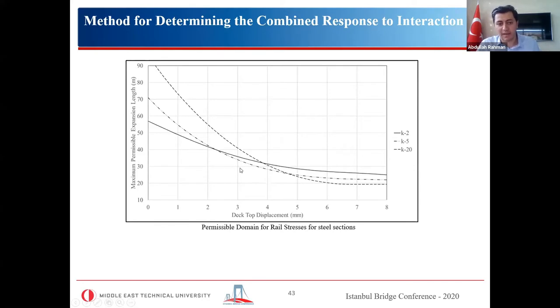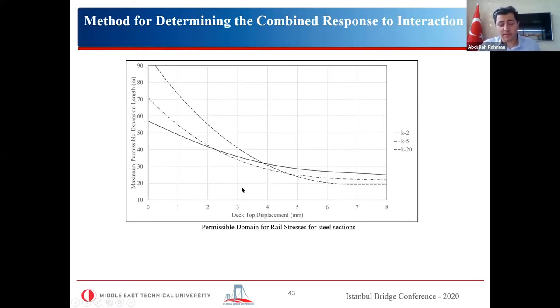Especially now, the case is only for one span single deck bridges. You will calculate your top deck displacement, then you will hit it with your substructure longitudinal stiffness, and after that you will get your maximum permissible expansion length. What I mean by maximum permissible expansion length is the maximum bridge deck span allowed with this top deck displacement.